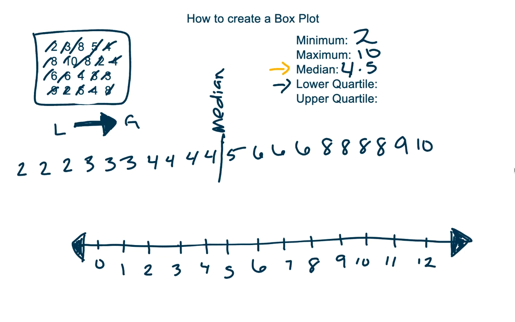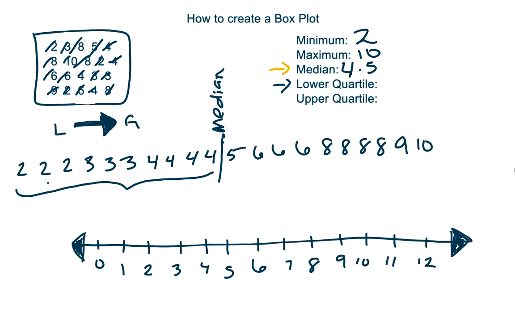So now, to find the lower quartile just means I want to find the lower set of the data, okay? To find the lower quartile, all you really need to do is just find the median of the lower set of the data. So the lower set is right here.